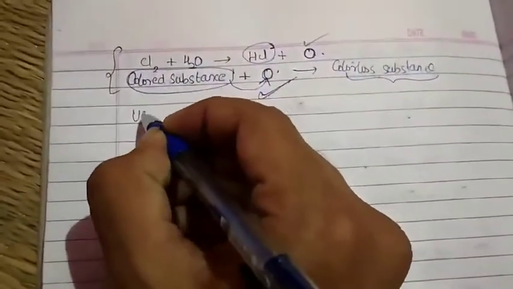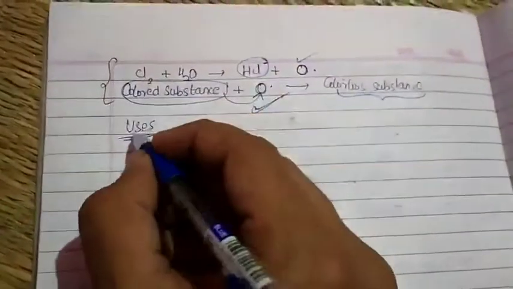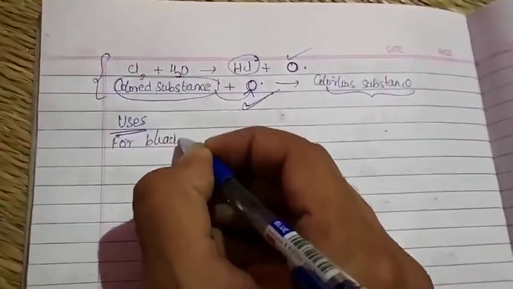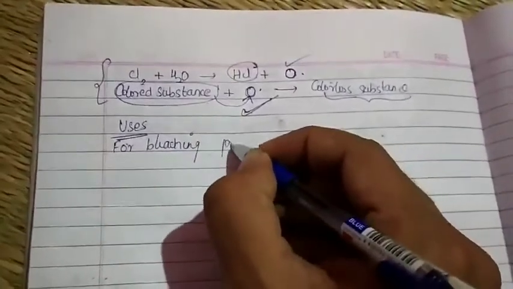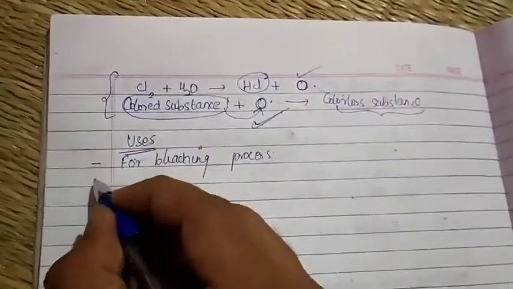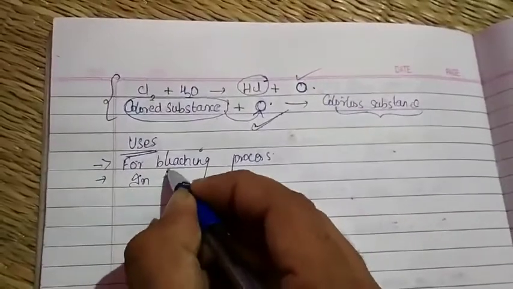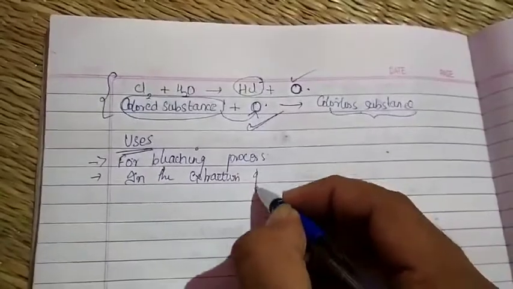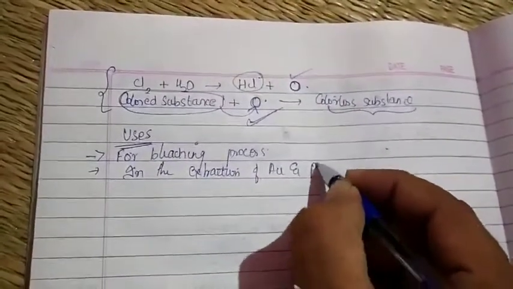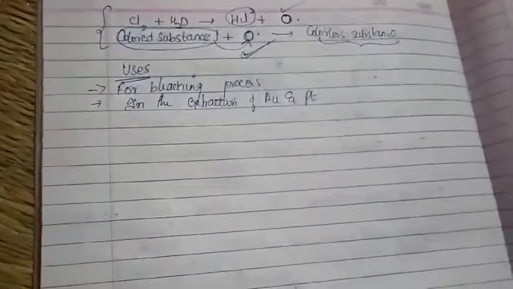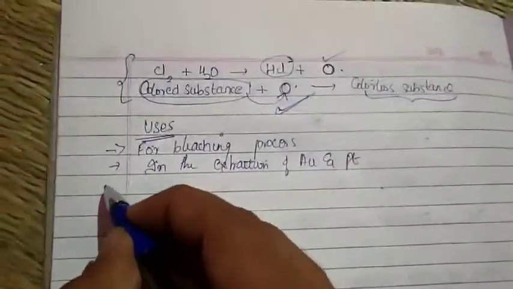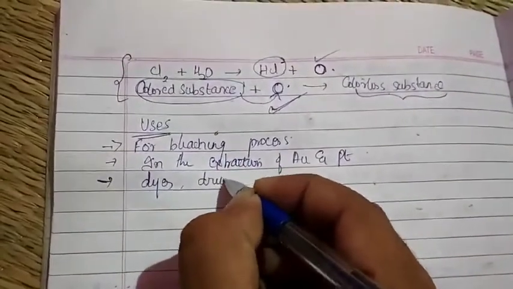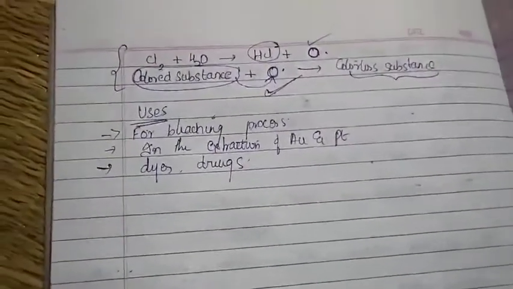Coming now to its uses. Of course, it is used in the textile industry and also in the paper industry for the bleaching process. Similarly, a very important use is in the extraction of gold and platinum. In the extraction of gold and platinum, you will see how it helps in these cases when we study another important compound, your HCl. Similarly, another important use is in the manufacture of dyes, drugs, and organic compounds. Basically, chlorine plays a key role there.